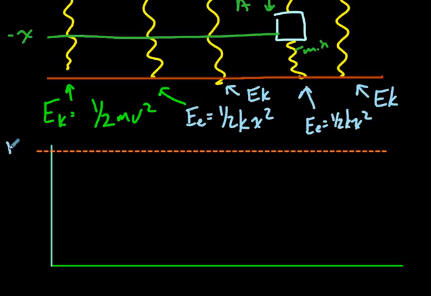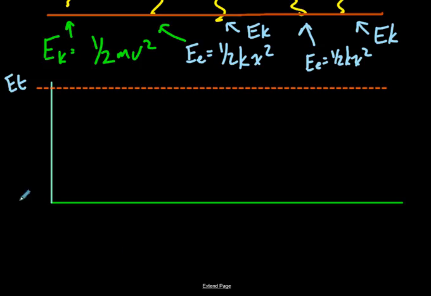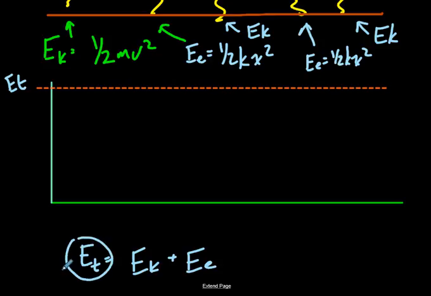So let's call that E total. What is E total? Well, E total is equal to the EK plus the EE. Sometimes the elastic or spring potential energy is 0, right? Sometimes it's a little bit in each of these, and sometimes it's the other way. But this is set by the system, okay?